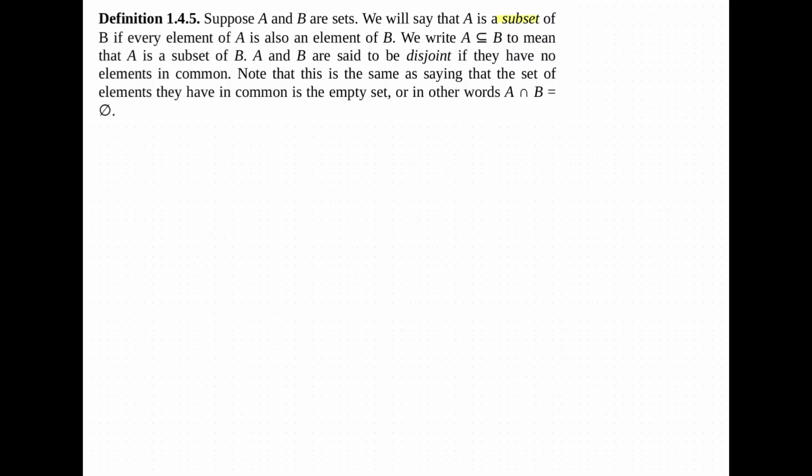And we're going to be writing this symbol to denote that A is a subset of B. And we are going to say that A and B are disjoint if they have no common elements. In other words, if two sets are disjoint, that means that when we take the intersection of A and B, we get back the empty set. And now, let us revisit what we mean when we say two sets are equal.